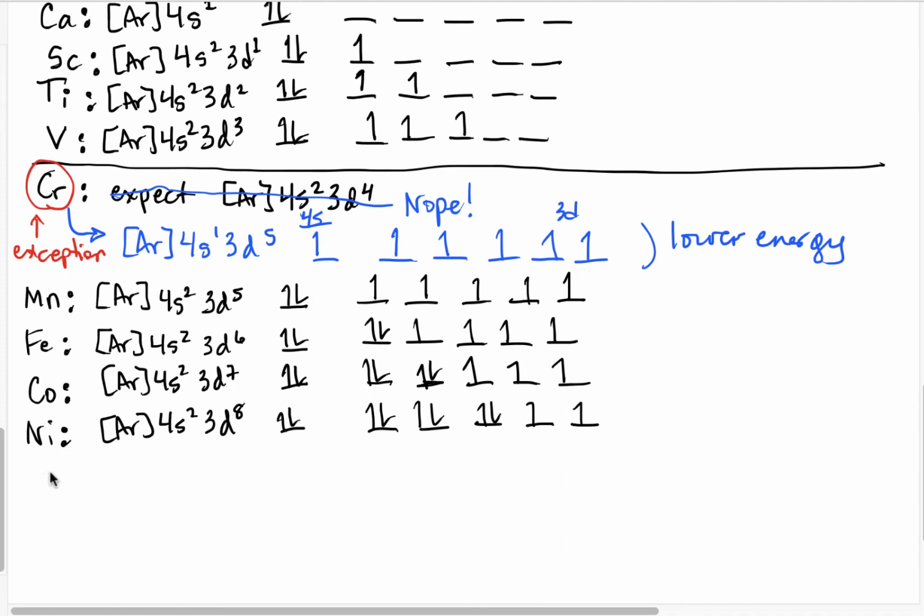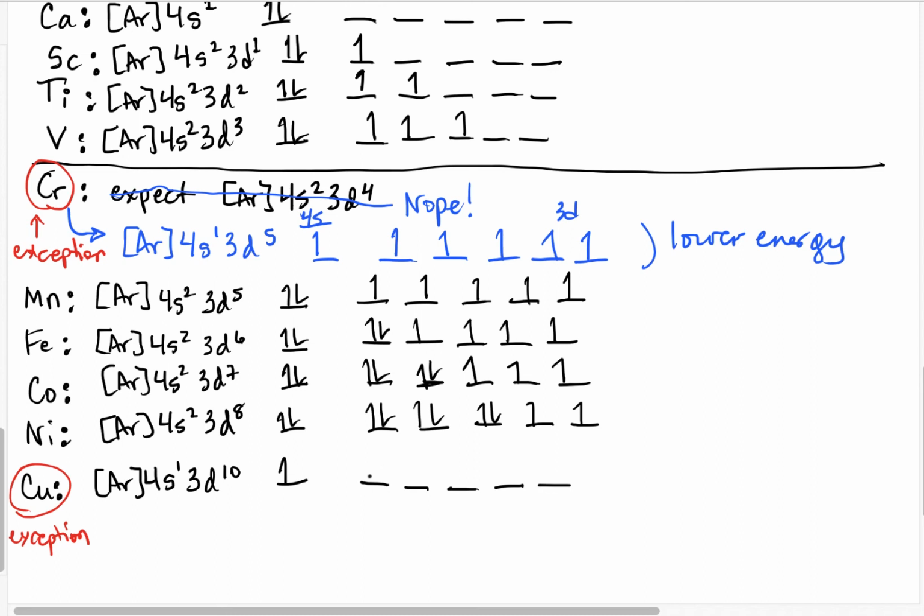So now guess what's going to happen with copper? Copper looks like we're going to have 4s2 3d9, right? But it's going to do the same thing as chromium. We're going to have an exception here too. So just like with chromium, we are going to spread out one of these s orbital electrons and make a full shell. It turns out that the fully filled d shell is also extra stable.